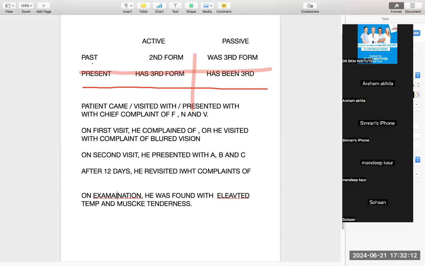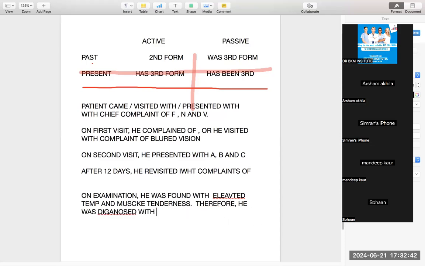And how can you follow it with the chart? Here it is, was plus third form. Active, second form. Passive, was plus third form. Symptoms done, examination done. Then you will say, therefore, he was diagnosed with. Symptoms done, signs done. So obviously diagnosis will happen. So therefore, he was diagnosed with.